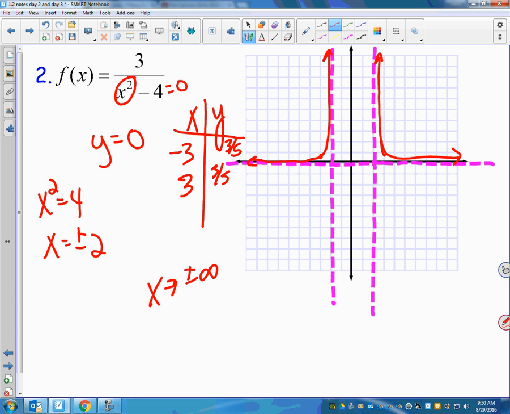Then in the middle, I want to see what's happening here. So I'm going to pick 0. The middle part's where I have to pick some more points sometimes. And if I pick 0, I get negative 3/4. Yes? Is that enough to tell me how this graph's going to go? Nope. I probably should pick 1. And if I pick 1, what do I get? I get negative 3 on the bottom, so 3 over negative 3 is negative 1.